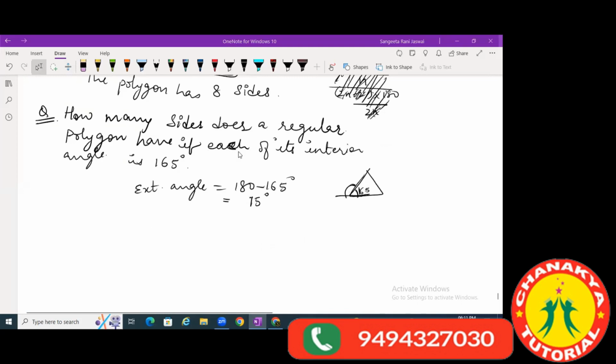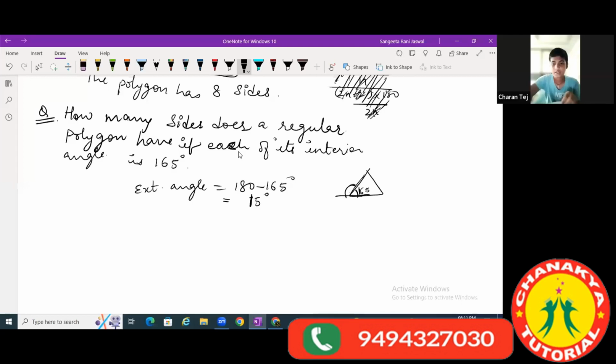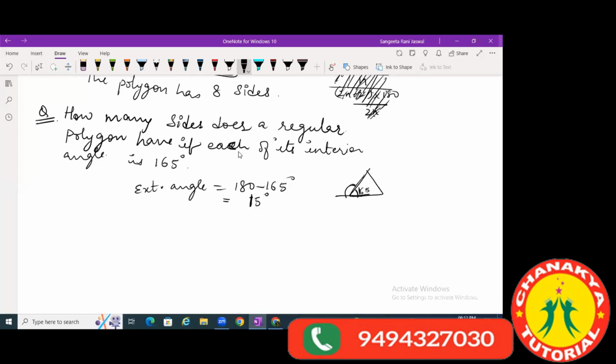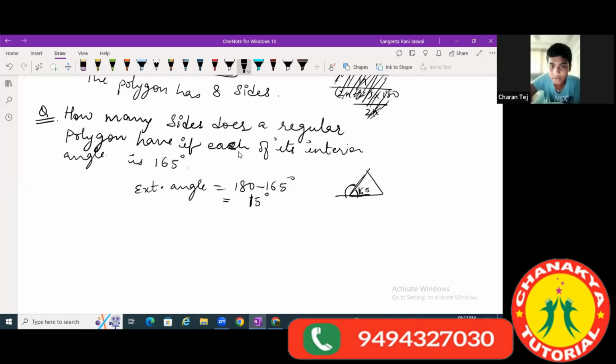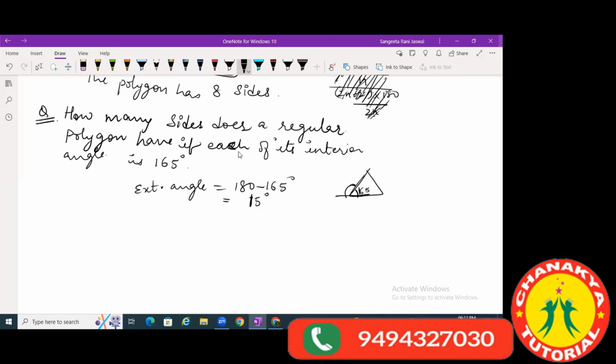Okay, so now this is 15 degrees, right? You know that they form a linear pair. We did the linear pair. 180, 165 is subtracted, so we have got the exterior angle as 15 degrees.